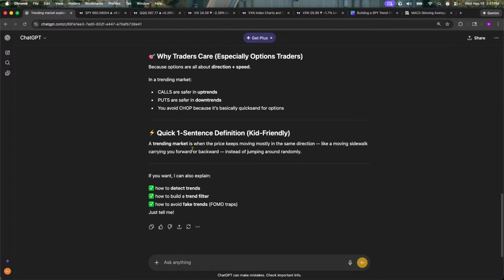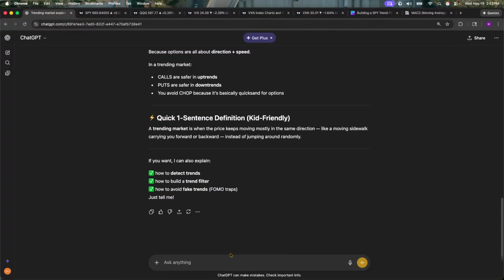All right. A trending market is when the price keeps moving mostly in the same direction, like a moving sidewalk carrying you forward or backward instead of jumping around randomly. So that's our trending market.